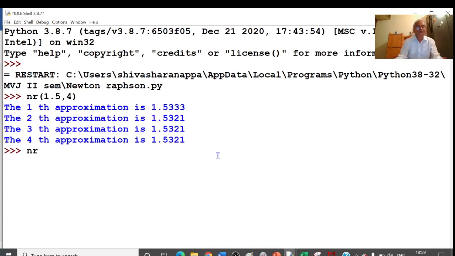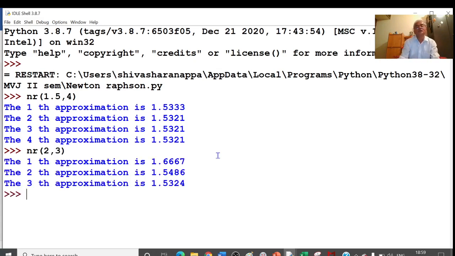nr, if we take the initial value as 2, with number of iterations just 3, these are the values. See, the first, second and third are not the same here. Here second and third are the same when we have taken the value 1.5.